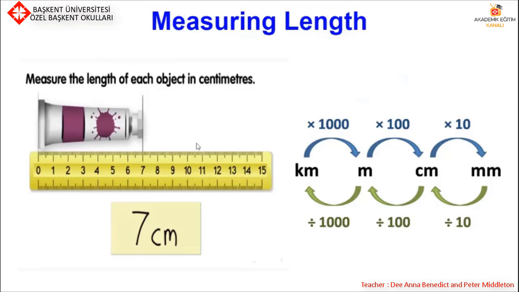Now we're measuring length. You can see the ruler, and on this picture there is a purple paint, and the length of this paint is 7 centimeters. And we can measure using different measurements, for example, kilometer, meter, centimeter, and millimeter. There are also different ways to measure using different metrics and different measurements. So we will look at some of these later. But here on this slide, you can see the ways that you can measure using these units: kilometers, meters, centimeters, millimeters.